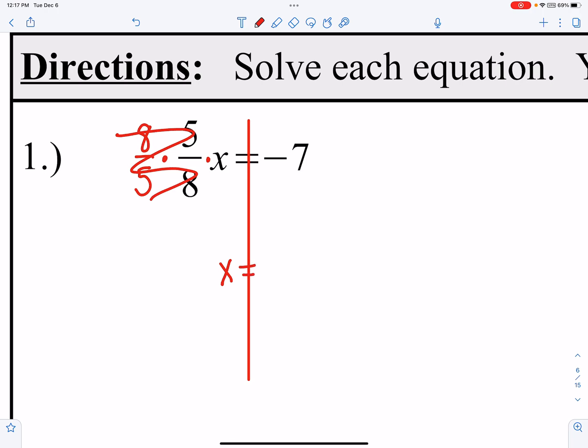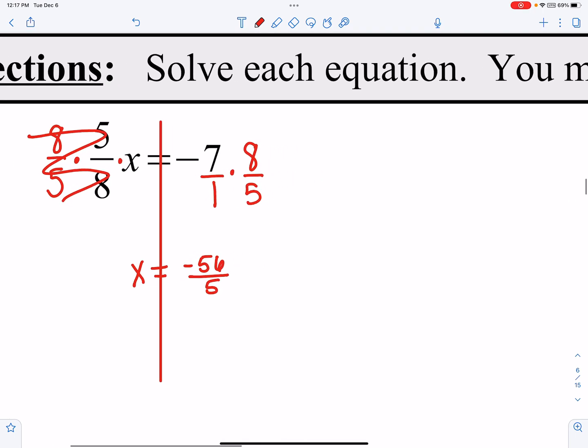Whatever we do to one side, though, we have to do to the other. So I'm going to make this over 1, and we're going to multiply by the 8/5. When we multiply straight across, you can see we have -56 over 5.